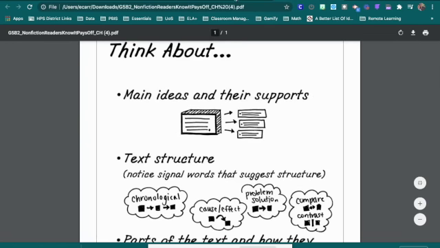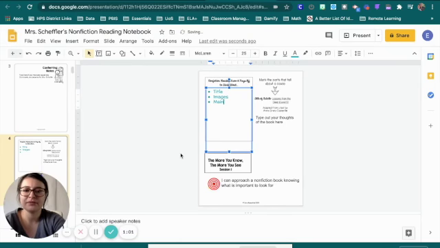main ideas and their supports. So I'm going to type that, and I would like you to type it along with me. Main ideas and their supports. So what we mean by that is what the book or the article is mostly about, and then the evidence the author provides to back up that main idea, what it is mostly about.